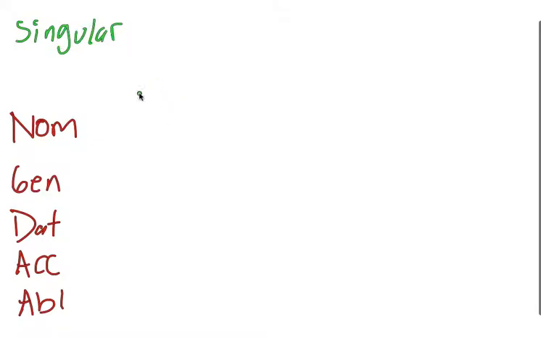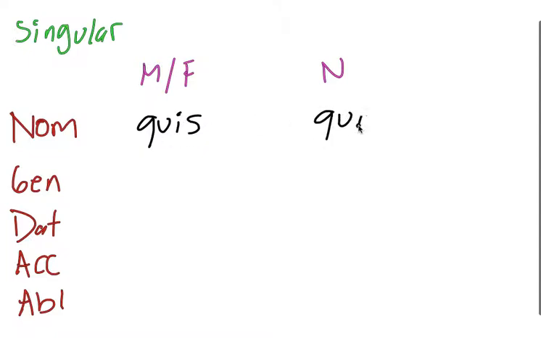Okay, so we're going to set up a chart with all 5 cases. Okay, and then this is, of course, only the singular. Then we're going to have masculine slash feminine here and neuter. So this works kind of like one of those second or two termination adjectives where the masculine and feminine are the same form. Okay, so the nominative singular is quis, that's both for masculine and feminine, and the neuter is quid. Okay, the genitive is cuius, just like for the relative pronoun.